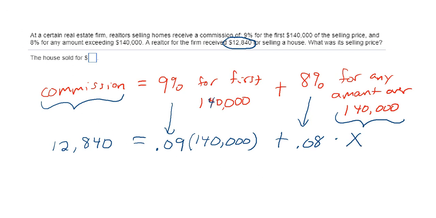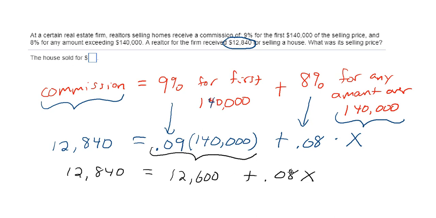I'll start by simplifying. I'm going to take this 0.09 times 140,000 and multiply those two together. I almost want to try to do this mentally, but I don't know if I'm up to the task right now, so let me get my calculator. We have 0.09 times 140,000. It gives me 12,600. This part stays the same, 12,840, plus 0.08 times X. We'll go ahead and put those closer together and solve this for X.